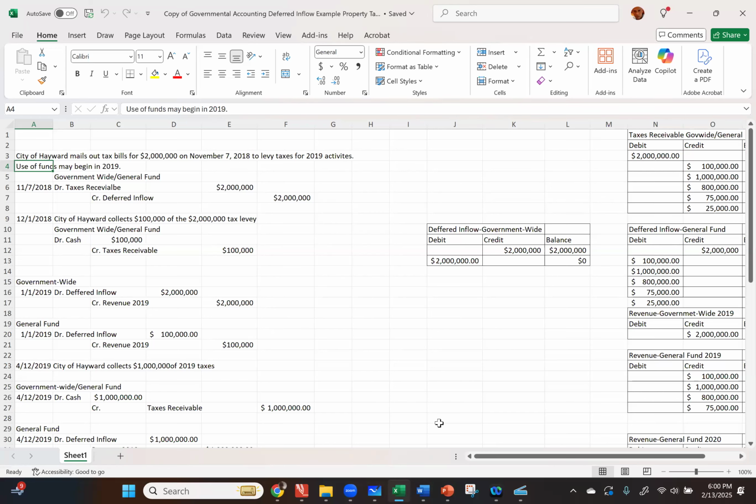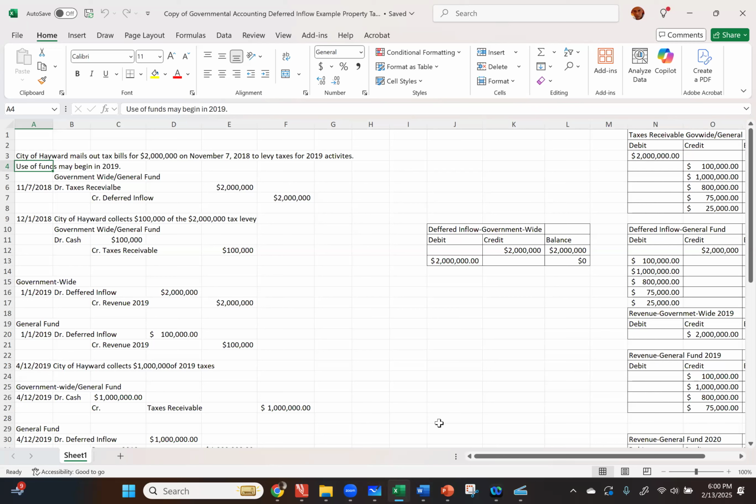And forgive me for the years on this. I come up with an example and I'm just too lazy to keep updating the years as the years go by, but it would still be relevant to what we're talking about here.